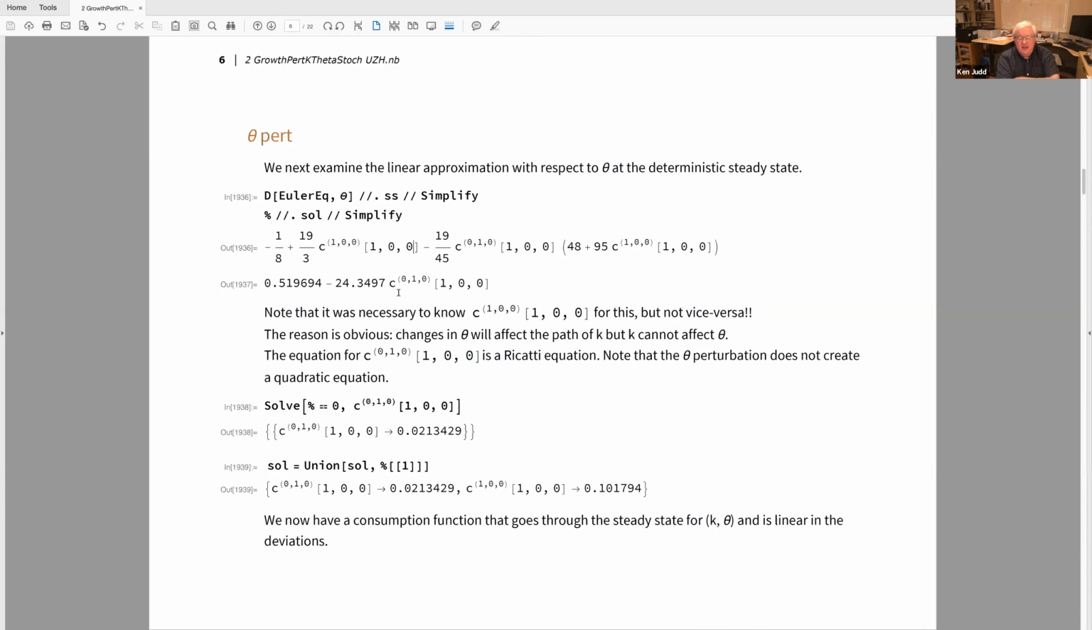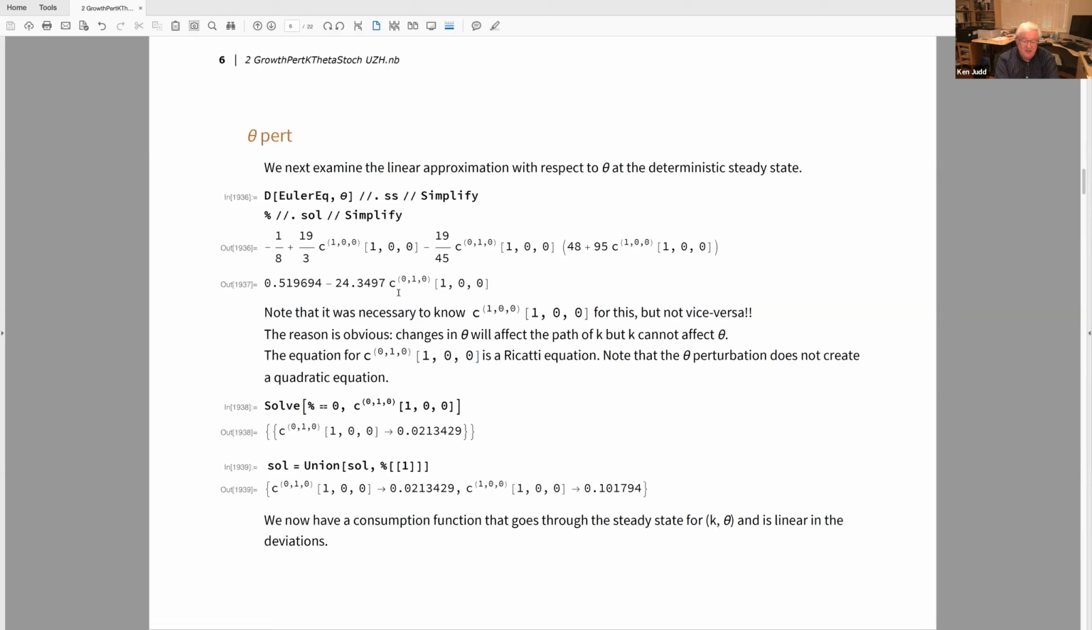See, theta is an exogenous state variable. And so one doesn't have to think about this as a system of the vector K comma theta. At the steady state, where theta is 0 and epsilon is 0, you just have the endogenous state variable, and then you have a Riccati equation when you linearize it.